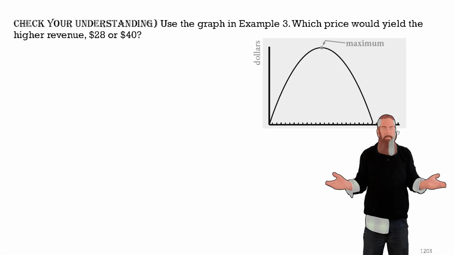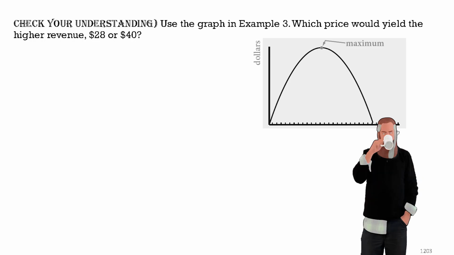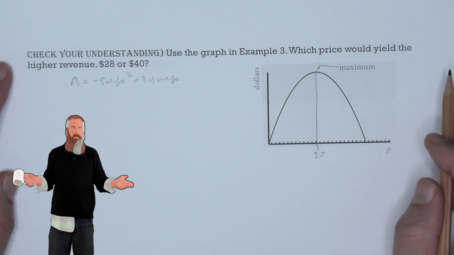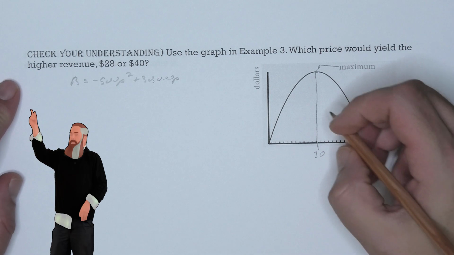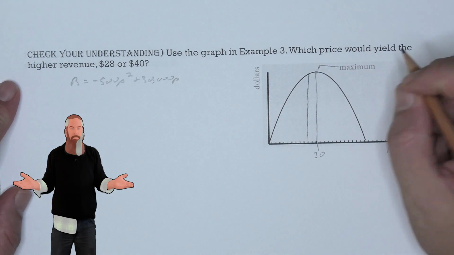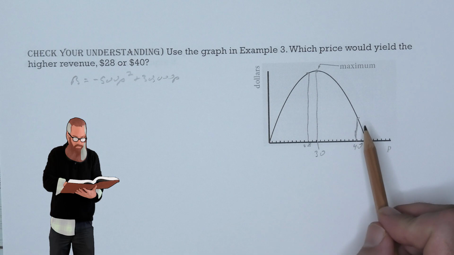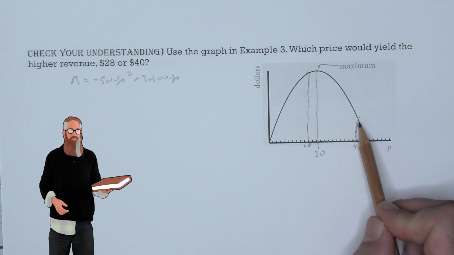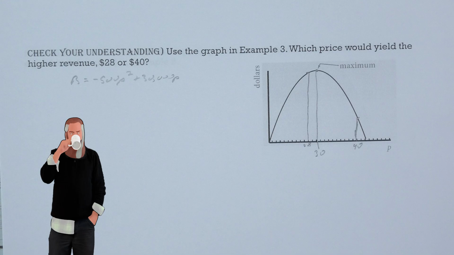Let's check our understanding. Use the graph from example 3. Which price would yield the higher revenue, $28 or $40? So we can see the axis of symmetry occurs when P is equal to 30. If we look at what happens when P is equal to 28, we can see generally how close to the price it would be. When we look at the 40, we can see how much lower that is. Because $28 is closer to $30 than $40, it will yield a higher point on the parabola.